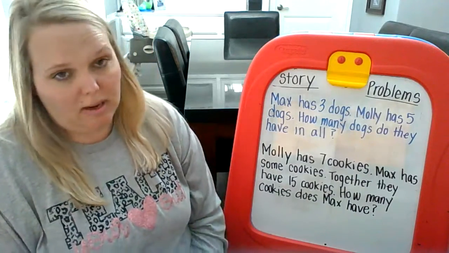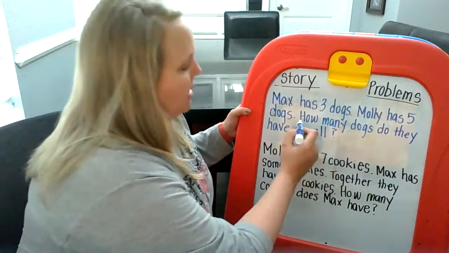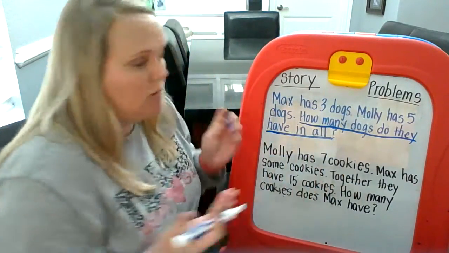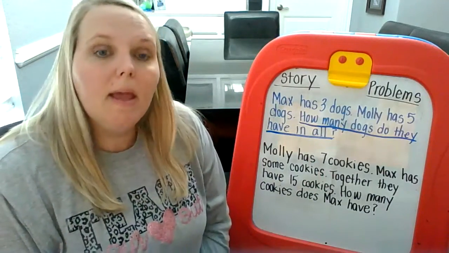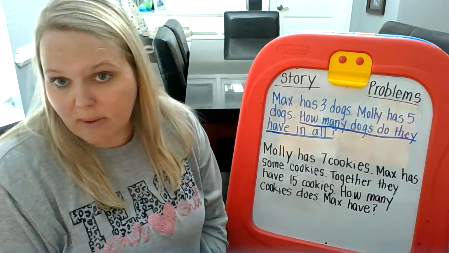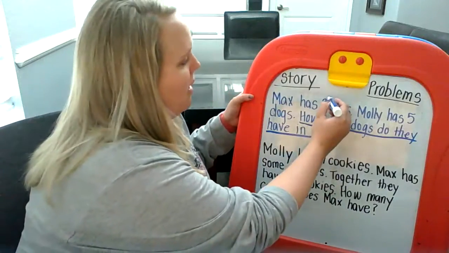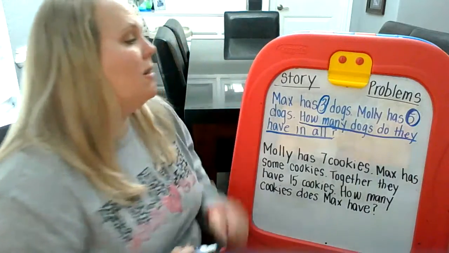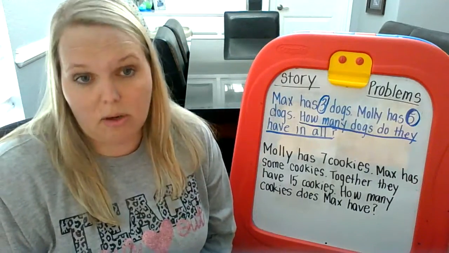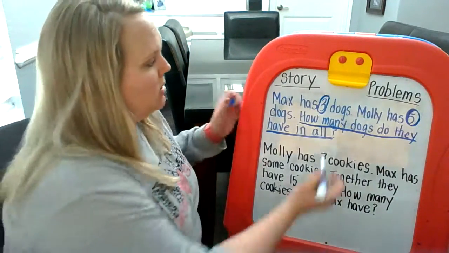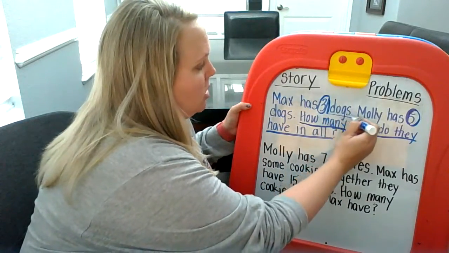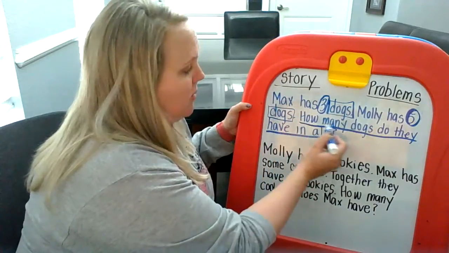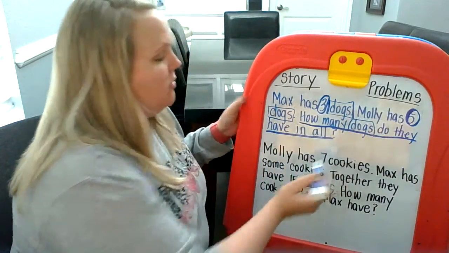So my question, I need to underline the question. My question says, how many dogs do they have in all? So we're wanting to figure out how many dogs they have in all. I need to circle my information. My information is my numbers. So right here I have a 3, and right here I have a 5. Now our labels tell us what we're talking about. In our story, we are talking about dogs. Max has 3 dogs, and Molly has 5 dogs. It wants to know how many dogs do they have in all.